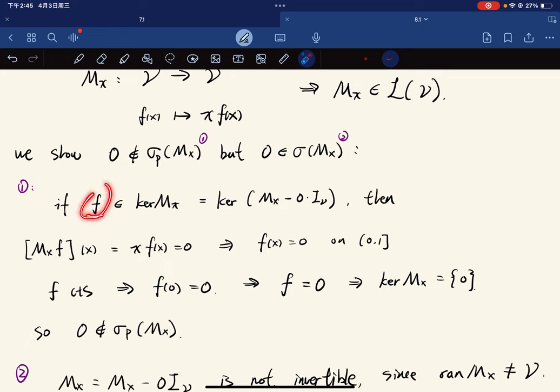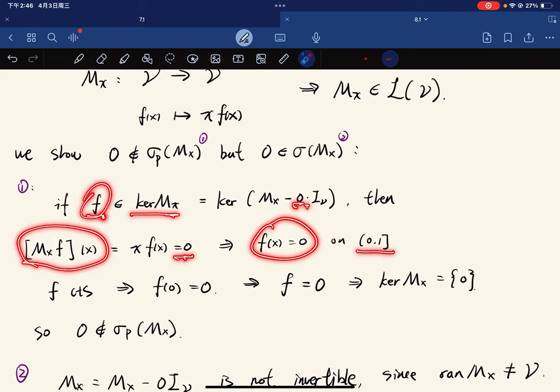If you're the eigenvector corresponding to zero, then this should be zero, because you're in the kernel of Mx. This should be zero, which means that f(x) should be zero on [0, 1]. But if it's continuous, then f(0) is zero. So f is equal to zero, which means that the kernel of Mx is equal to zero.